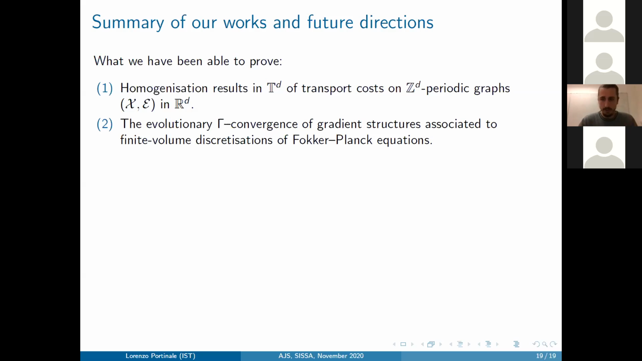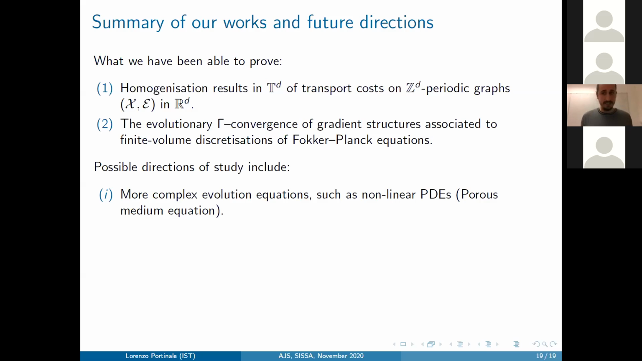Just a quick overview of the possible future directions based on these ideas. First of all, as I said, this gradient flow structure is much more general than the Fokker-Planck equation. And more importantly, it does not only apply to linear or even first order PDEs. So for example, the porous medium equation is a very famous equation that can be written as a gradient flow with respect to Wasserstein, and it is a nonlinear PDE.